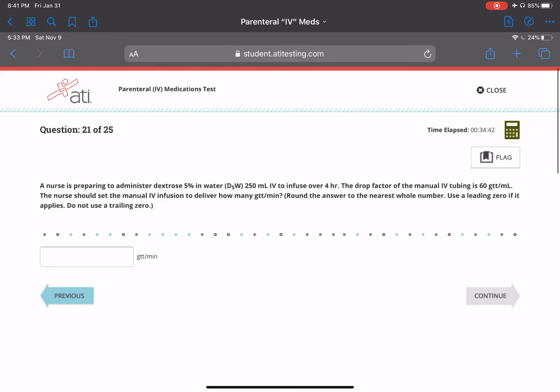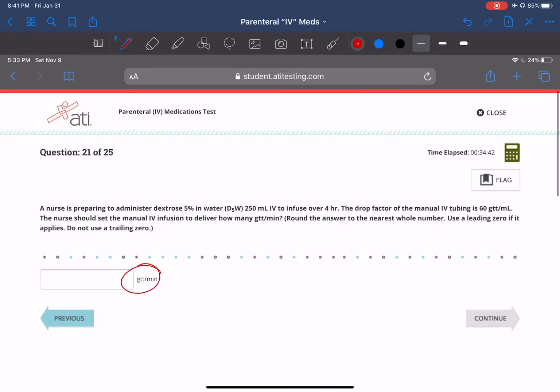Okay. GTT per minute, good. We need some more of these. Go ahead and pause it and read it. All right, so we found the GTT in the problem, which is 60 GTT per 1 ml. We have an ml right here, so we need an ml up here. Where's the other ml in the problem? It looks like we got 250 right there.